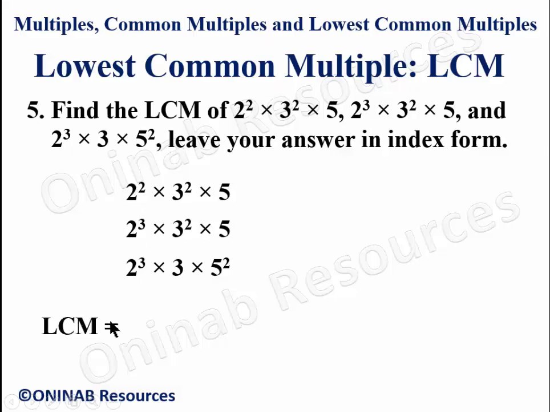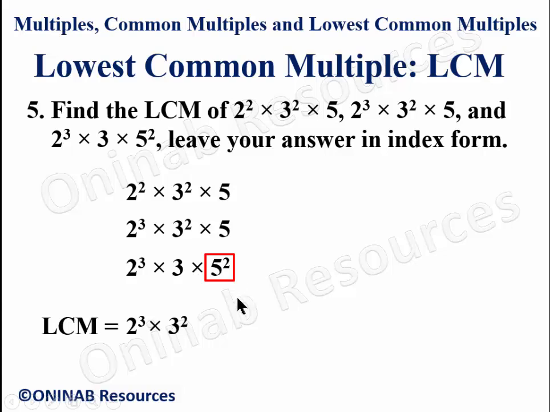Again, to find the LCM, we are looking for the highest power or the highest index of each of the numbers represented. We have 2 raised to power 2 here, 2 raised to power 3, 2 raised to power 3. So we are going for 2 raised to power 3. So we pick the 2 raised to power 3. And again, we have 3 squared, and 3. We are going for the highest power, which is 3 squared. And in the same way, this is 5, 5, this is 5 squared.